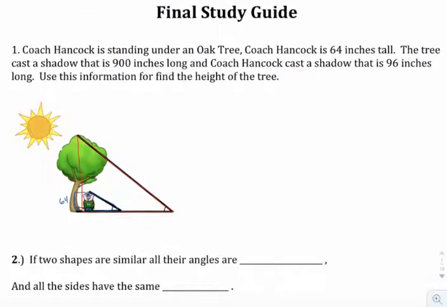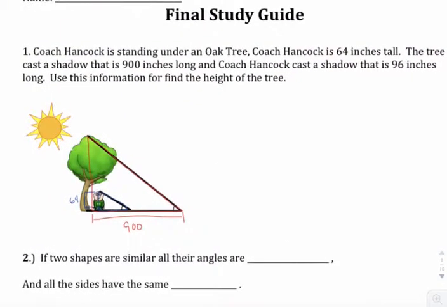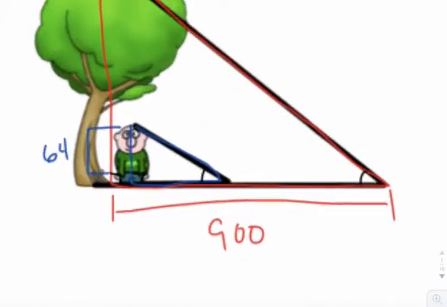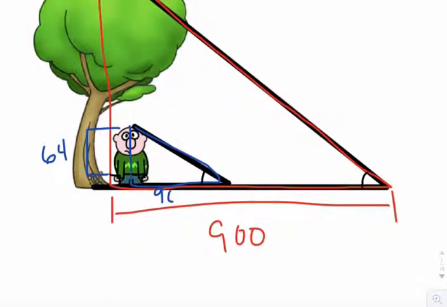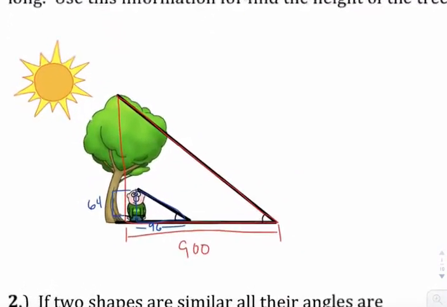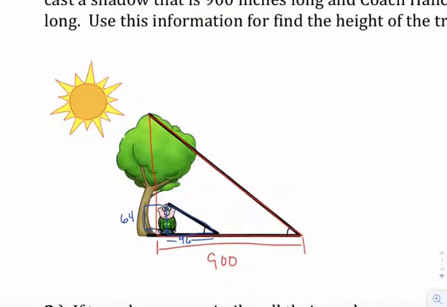The tree casts a shadow 900 inches long, so we have a 900-inch shadow here. Coach Hancock casts a shadow that is 96 inches long, so let's get that in here as well. Here's 96 inches from there to there. And we use this information to find the height of the tree. Let's mark that as well. We're trying to find x.